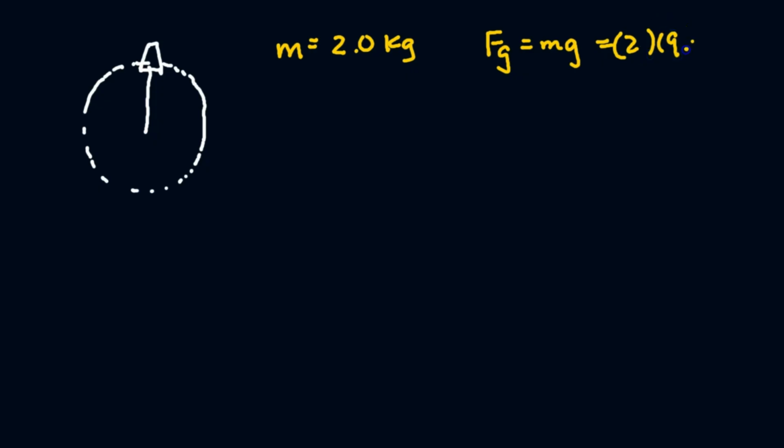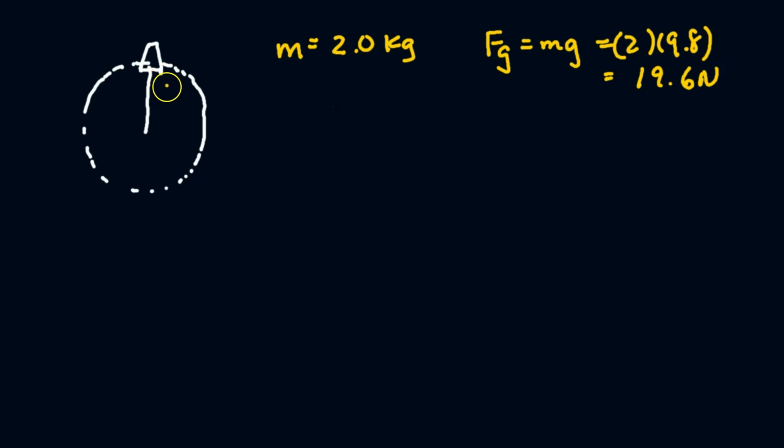Another question we can ask is, what is the gravitational force acting on the bucket at the highest point? Given that the mass of the bucket is 2.0 kilograms, to find the gravitational force, we could use Fg equals mg. The mass is 2, g is 9.8, the gravitational field strength. What do we get? 2 times 9.8, and we get 19.6 newtons.